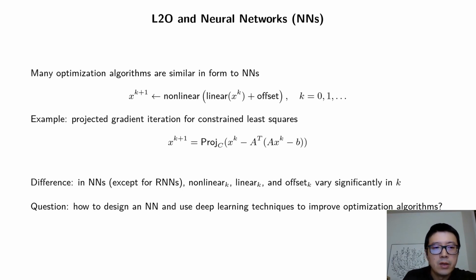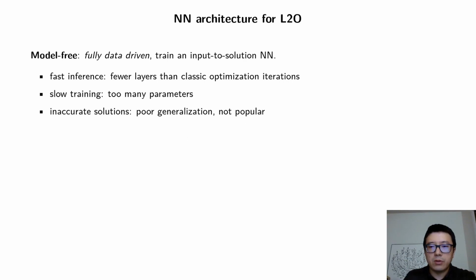So a natural idea is to relax the traditional optimization into a neural network, and then use deep learning technologies to train the neural network and obtain an improved optimization algorithm. There are actually 2 ways to do this. One way is to start from a neural network and train for optimization. The other approach is to start from a classic optimization method and relax certain things to train.